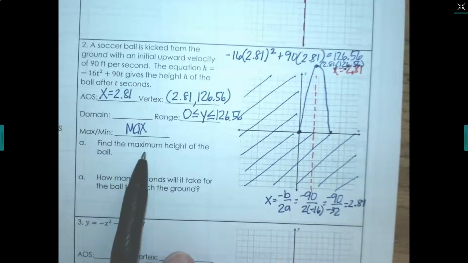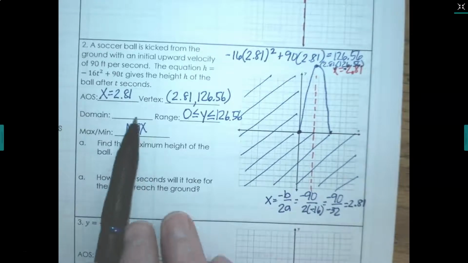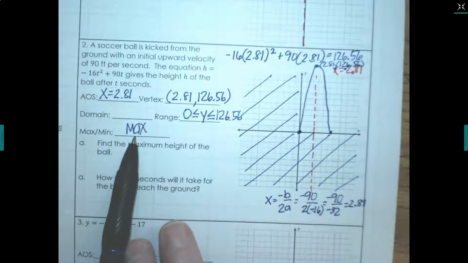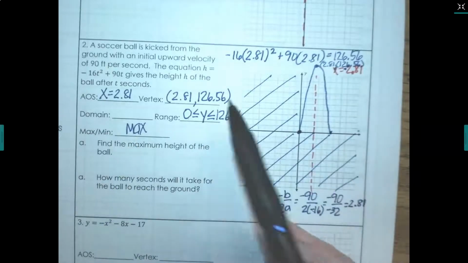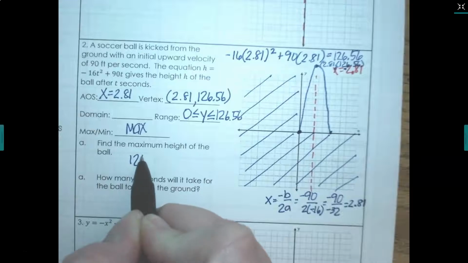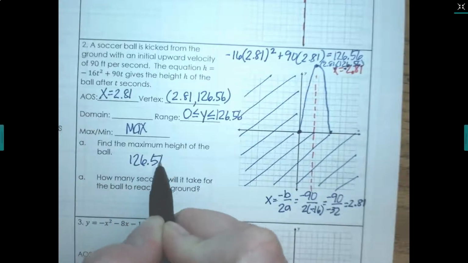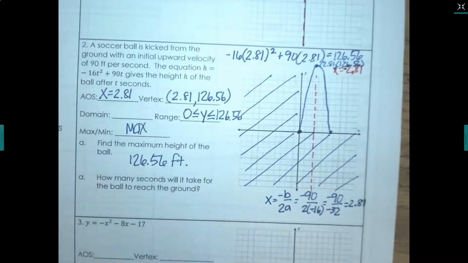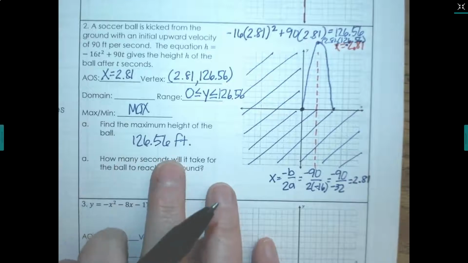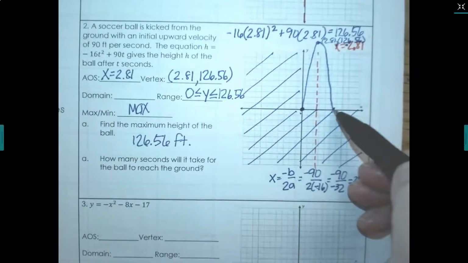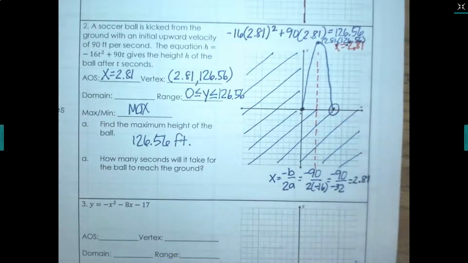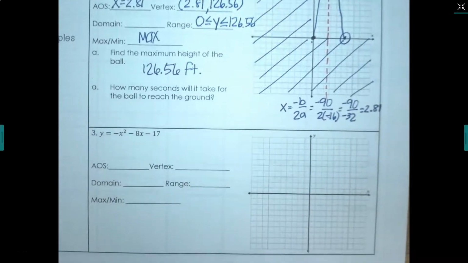So find the maximum height of the ball. Well, look, we said it's a maximum. What was the maximum height? Well, the height is this way. That's our y value. So it went 126.56 feet into the air. Okay. And then when did the ball hit the ground? So it started here and it went up and it hit the ground right there. I need to know the name of that intercept and we'll come back to that in just a minute. So let's try just a regular old graph again.